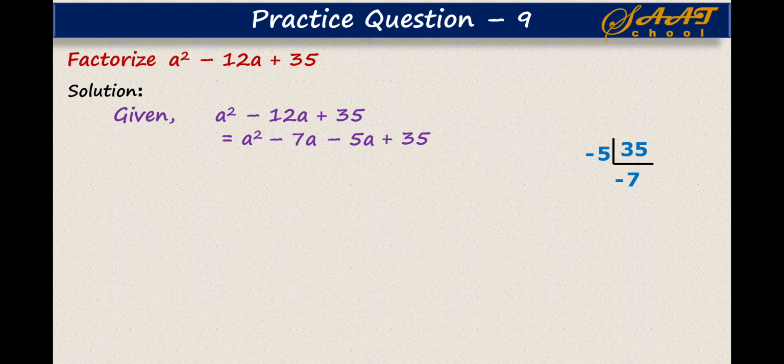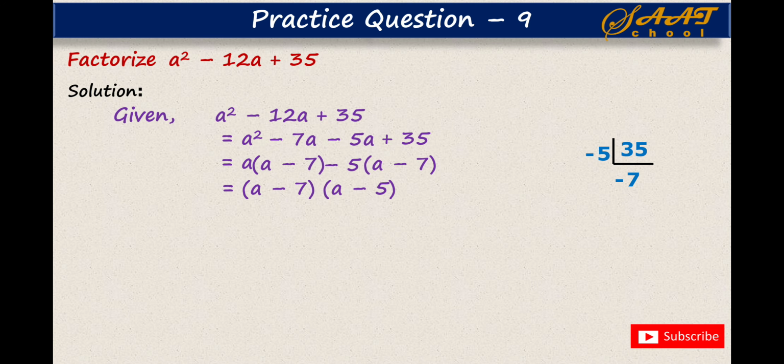Now, if you look at the first two terms, a is common. Here now we get a - 7. If you look at the last two terms, -5 is common. So if you take -5 as common, then the plus inside will change into minus. That is, the plus in front of 35 changes into minus. So -5 is common. Now (a - 7), so that will be equal to (a - 7)(a - 5). So this is how we factorize the given expression. And I know you are very well familiar with this type of factorization.